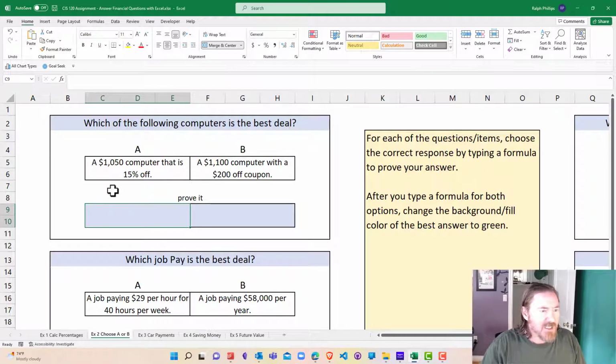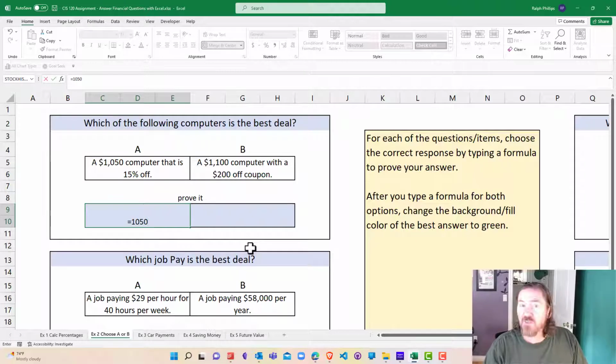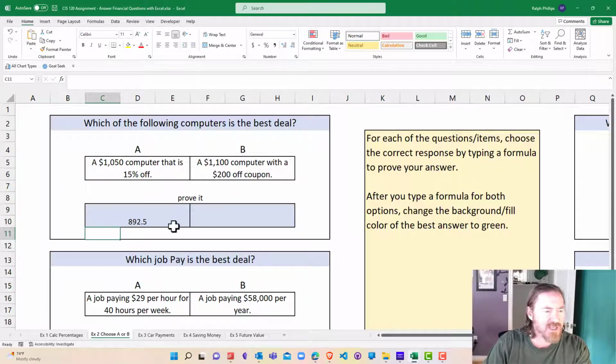Computer A, that's 15% off. Well, if I were to take equals 1050, the price of the computer, and multiply it by 0.85, that's going to give me 85% of the computer price, which is the same as 1 minus 15%. 1 minus 15, or 100 minus 15 is 85. And there we go. I'm using the same logic that I did on that other sheet with 1 plus 0.1 or 1 plus 10% in order to produce that resulting multiplication formula here. So that's going to give me 85% of this computer, and I can see computer A is $892.50.